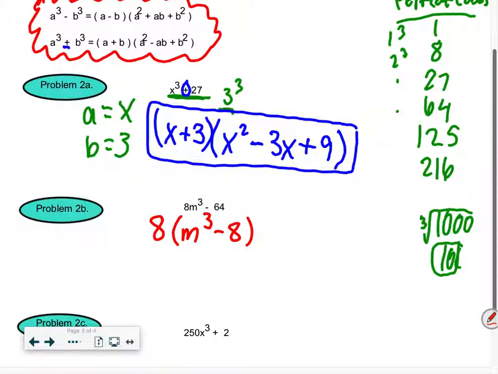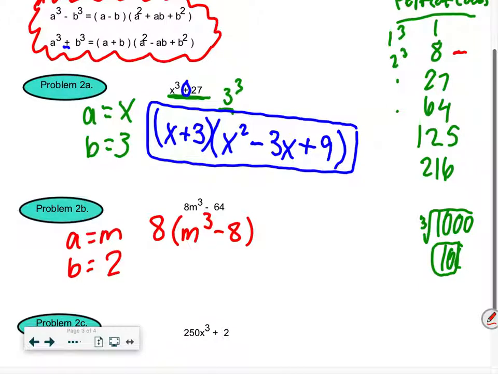Step 2, see if you have perfect cubes. Obviously, m is a perfect cube. Is 8? Right here, what number cubed is 8? 2. So my a is obviously going to be m. What's my b going to be? 2, not 8. 2, because 2 cubed is 8.